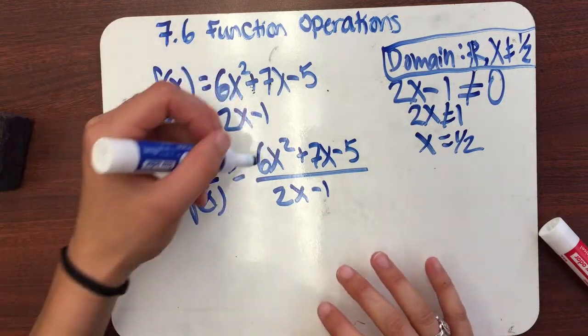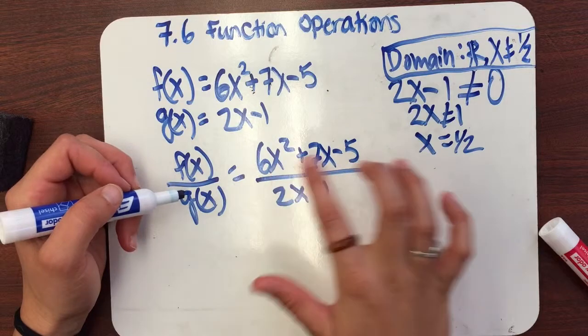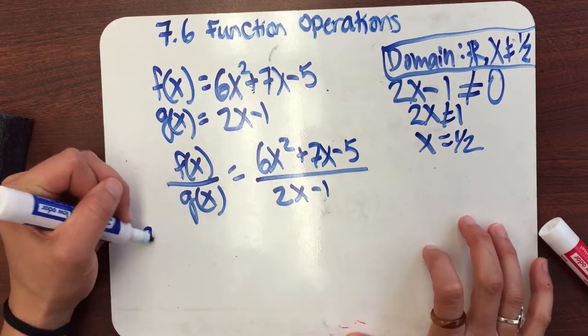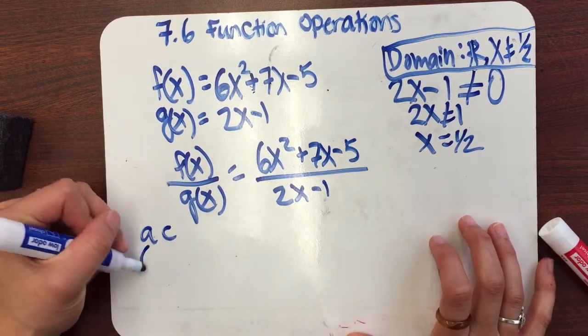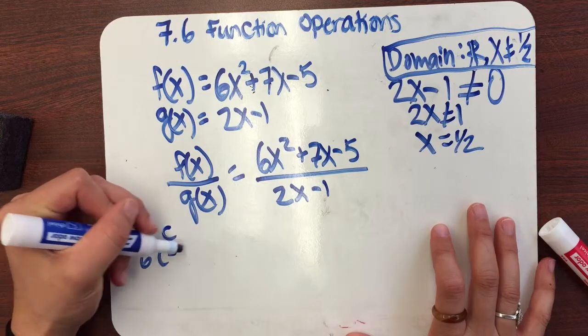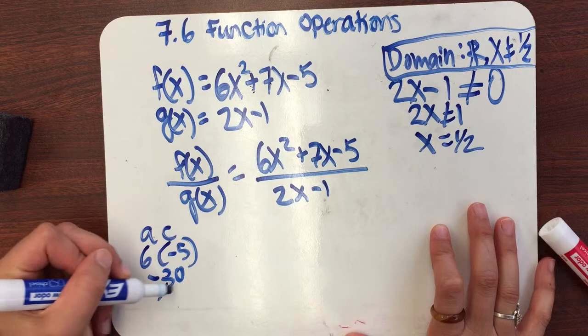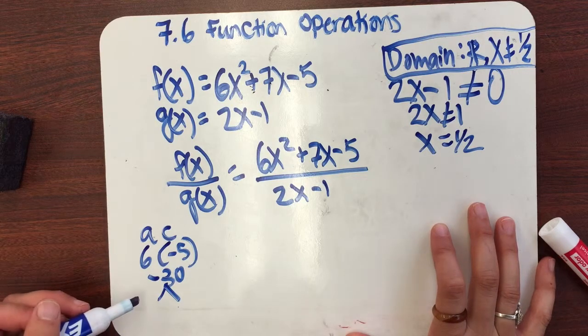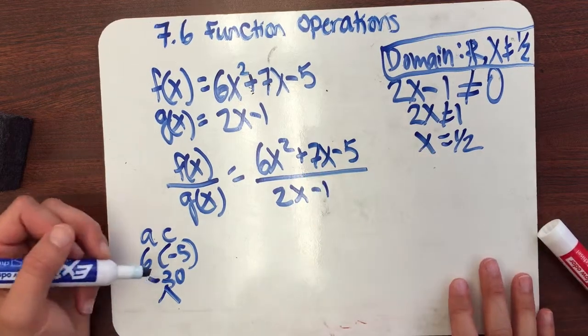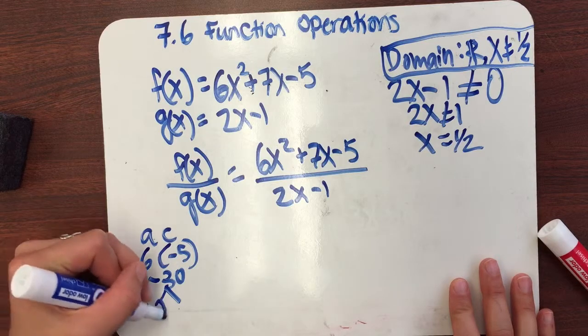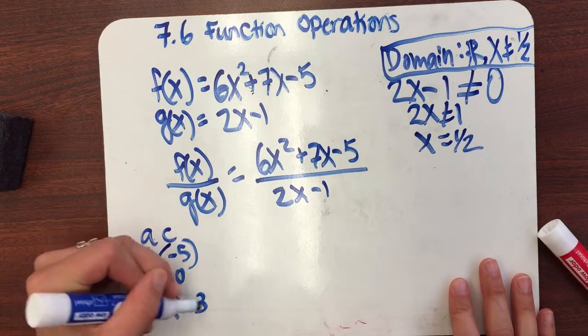So to factor the numerator, we have to do a times c, that adds up to b. So a times c, your a is 6, and your c is negative 5. That's negative 30. So we say what multiplies to negative 30 and adds up to positive 7. That's going to be 10 and negative 3.